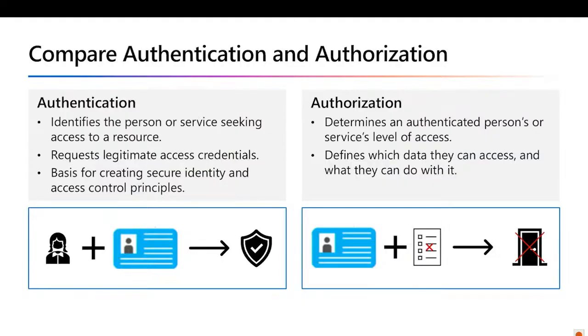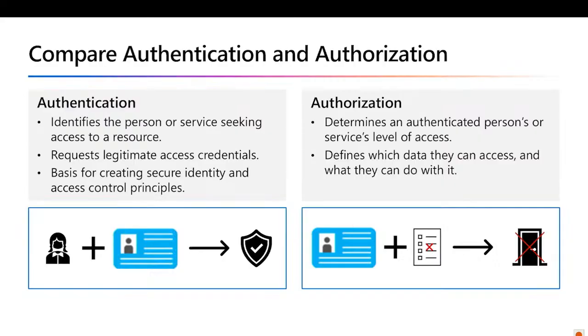Authentication and authorization are two fundamental concepts in identity and access management. Authentication is the process of identifying the person or service seeking access to a resource. It involves requesting legitimate access credentials, such as usernames and passwords, to verify the identity of the user. This process forms the basis for creating secure identity and access control principles, ensuring that only the authorized individuals can access sensitive information. Once authentication is complete, authorization comes into play.